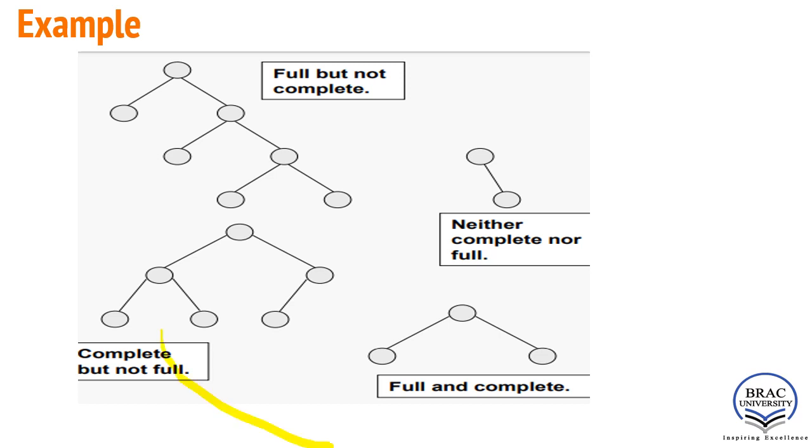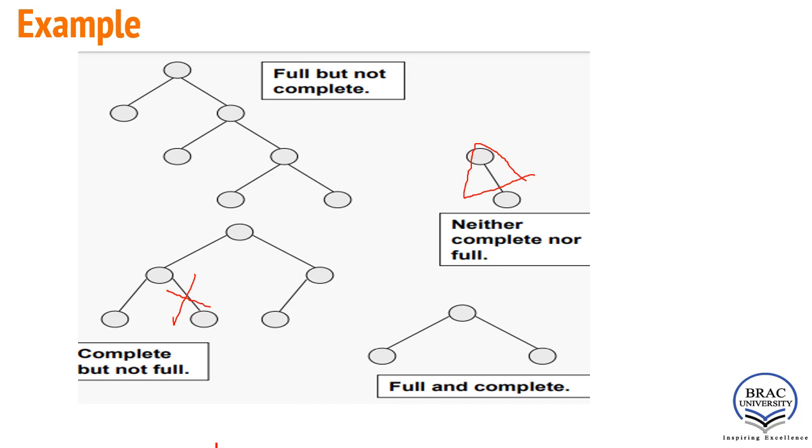If there's no node as a child of this node, then this tree will not be full and also not be complete. For this example, this tree is neither complete nor full.